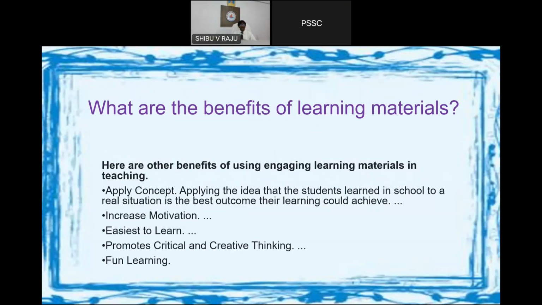Here, apply a concept. Suppose benefits of learning materials, we can put it here. Apply concept, increase motivation, easiness to learn, promotes critical and creative thinking, fun learning. So these are the benefits we are getting, right? So I'm applying one concept, increasing motivation.